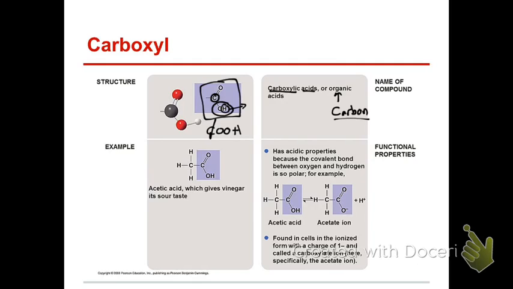Back when we studied proteins, what was the acid we were talking about that is the building block of all proteins? Amino acids, right. Amino acids have this carboxylic acid functional group attached to them, which is why they are called acids. So that's the carboxyl group.